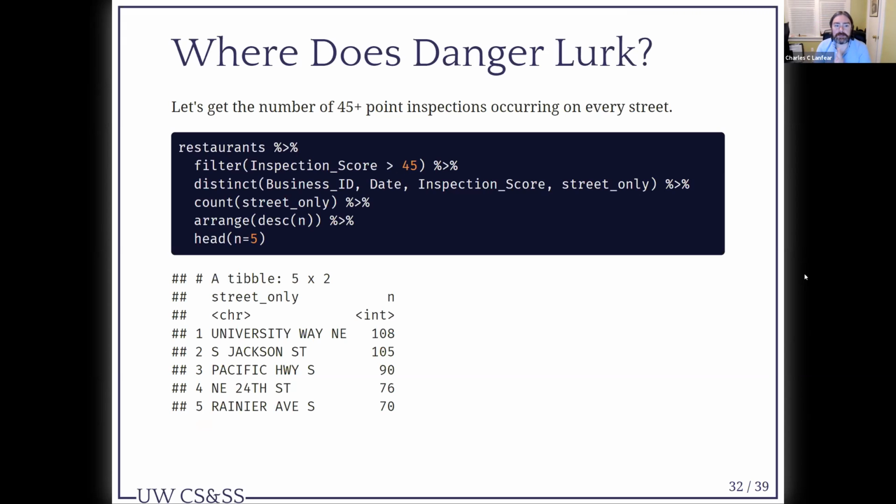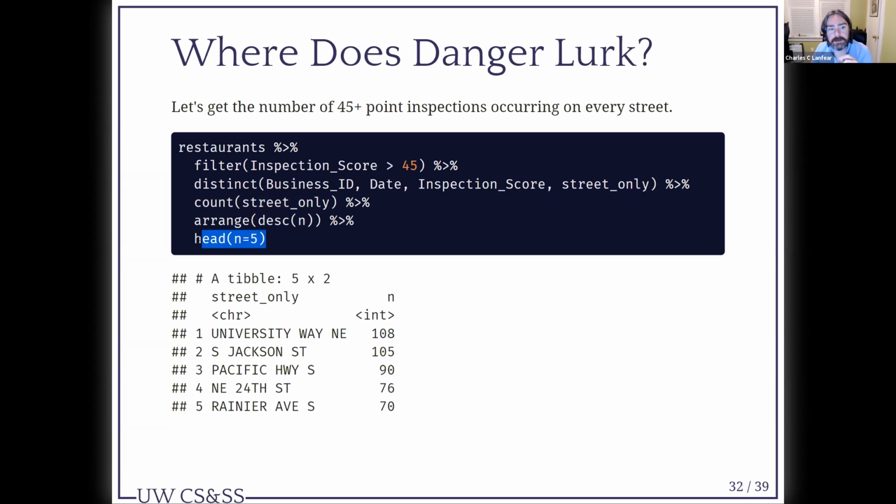Okay, so let's do something else. Let's say I want to find where in the city danger lurks. By that, I mean what streets in the city have the most 45-point inspections. So what places have tragically high inspection scores? So I'm going to say here, take my restaurant's data, filter down to inspection scores greater than 45. Get only distinct business IDs, dates, inspection scores, and the streets. Count down to the streets only. So this is the number of unique inspections that had 45 or higher. So the same restaurant could be represented multiple times.